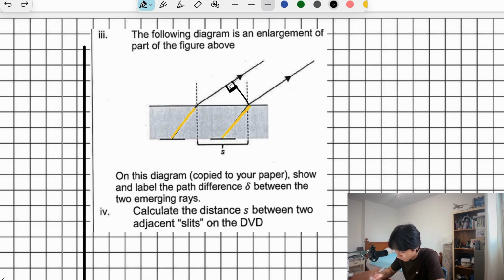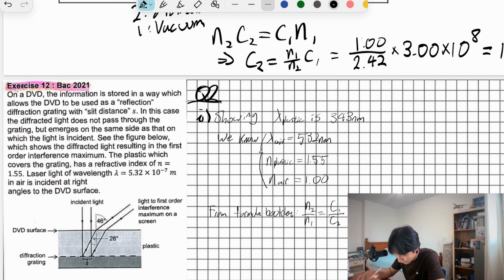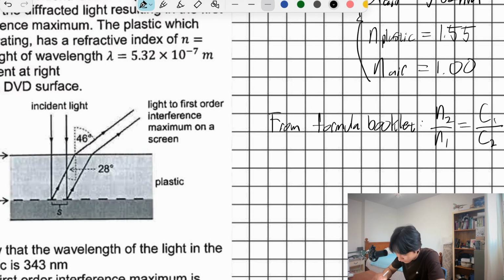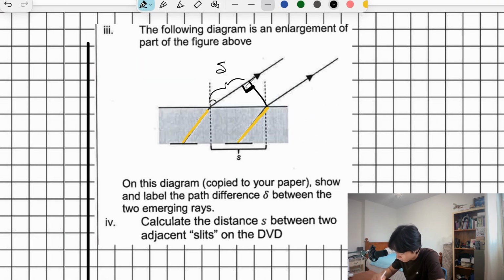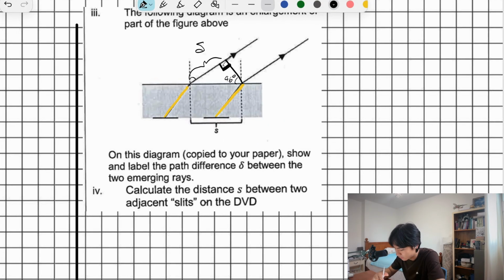It says copy the diagram and label the path difference. So this should be the path difference delta here, between the two emerging rays. And we also saw that this angle was, how much was it? Since this is 46 degrees, this must be 44 degrees, and this must also be 46 degrees, since these two must add up to 90. So let's say that's 46 degrees here.